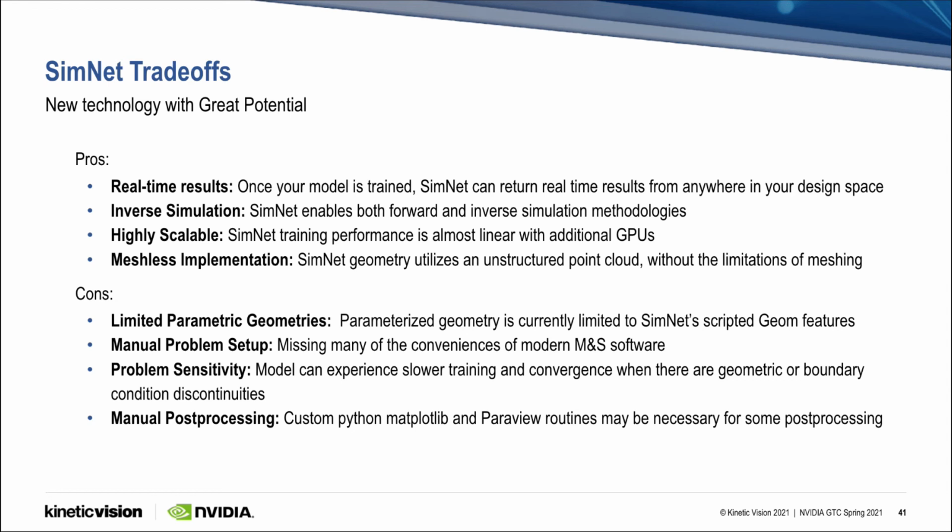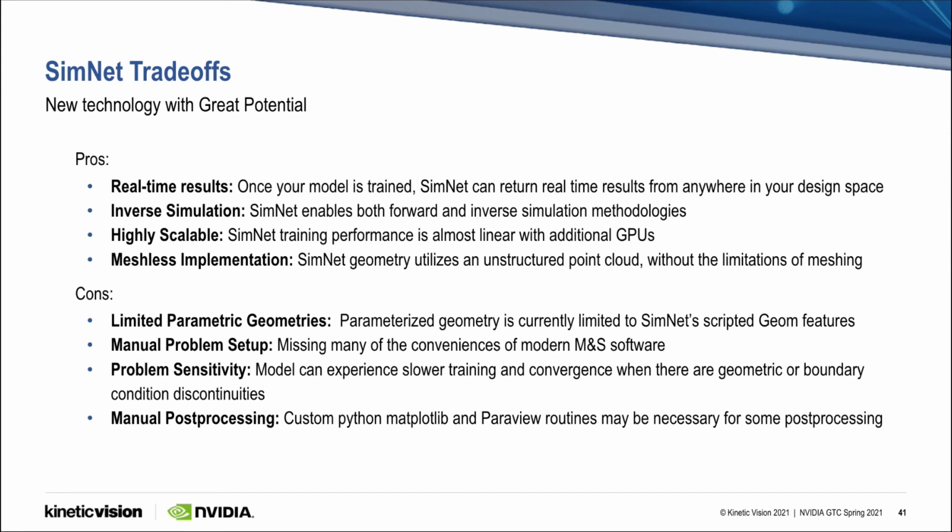Some of the watchouts. There are limitations in building out parametric geometries right now. Parameterized geometry is currently only supported in the geom feature of SimNet, which uses scripting to do basic Boolean operations. So right now you have to keep parameterized geometries pretty simple, but as the features come in, that will be addressed. And the problem setup is very manual. If you're used to using a code like Fluent, that's been around for more than 20 years, you may miss some of the conveniences offered by a mature code like that. The problem setup is fairly manual, and there are things you're going to have to get through from a code standpoint.